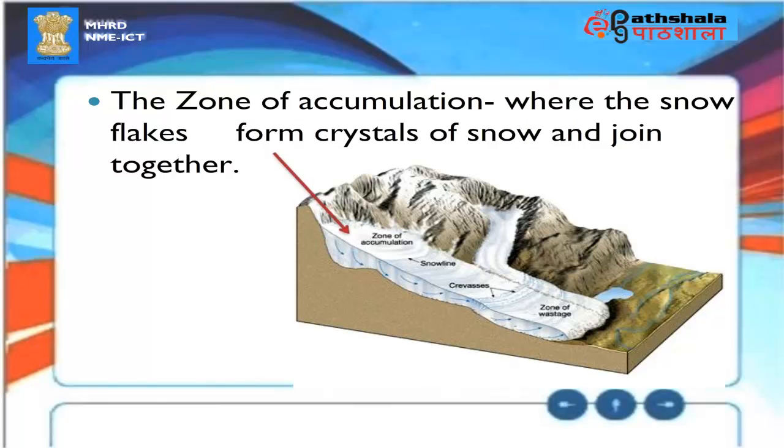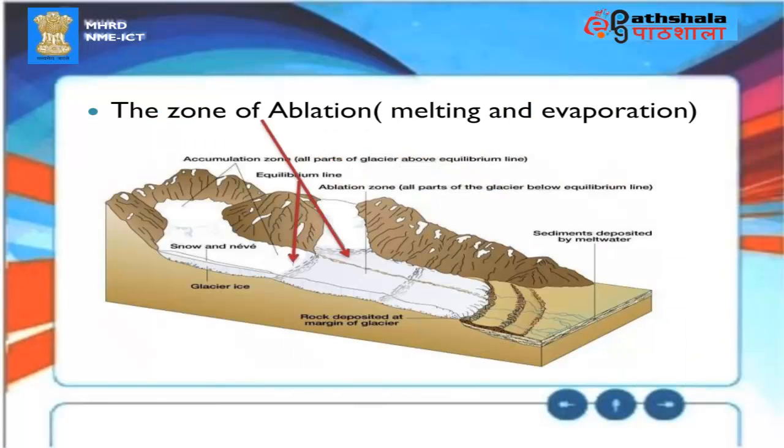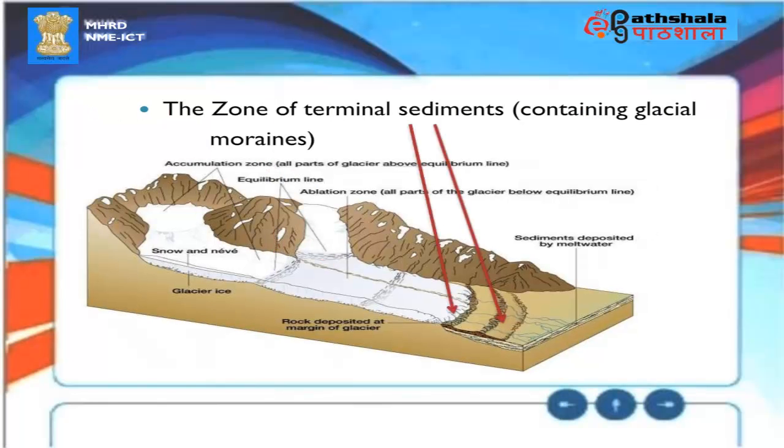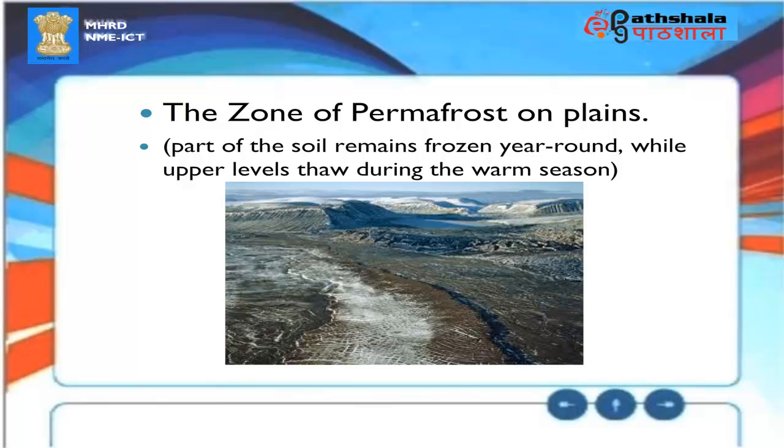The zone of accumulation, where the snowflakes form crystals of snow and join together. The zones of crevices and internal flows. The zone of ablation, melting and evaporation. The zone of terminal sediments containing glacial moraines. Glacial outwash plains and braided flows. The zone of permafrost on plains.